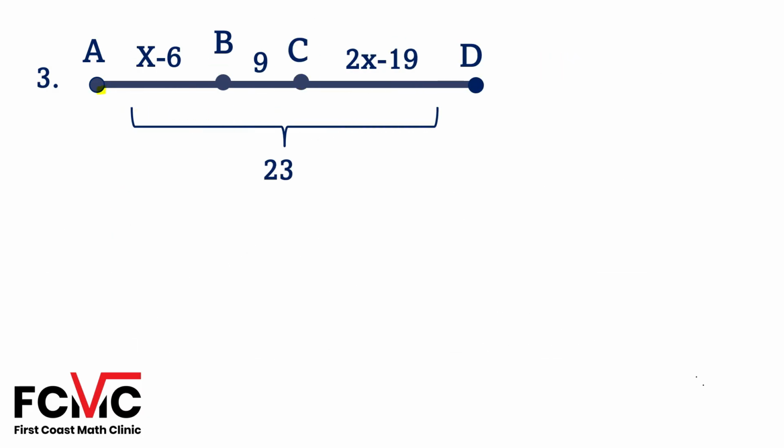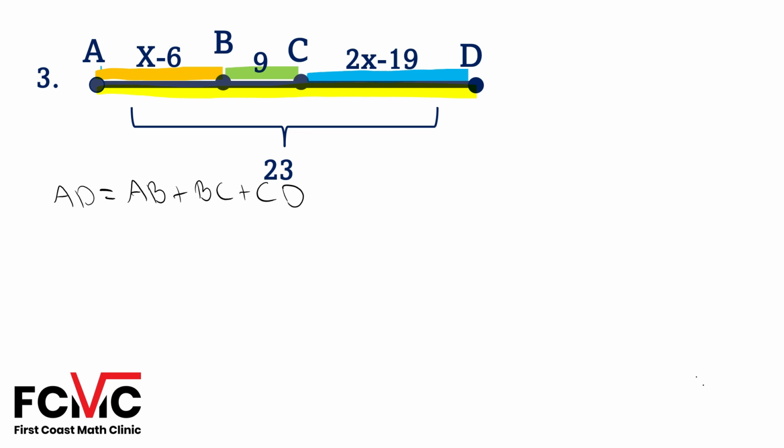For example number 3, we've got our total segment here, AD, and that's equal to the sum of the smaller segments, AB, BC, and CD. So let's set up our equation. AD equals AB plus BC plus CD. We know our total length for AD is 23, so we have 23 equals AB, which is X minus 6, plus BC, which is 9, plus CD, which is 2X minus 19.